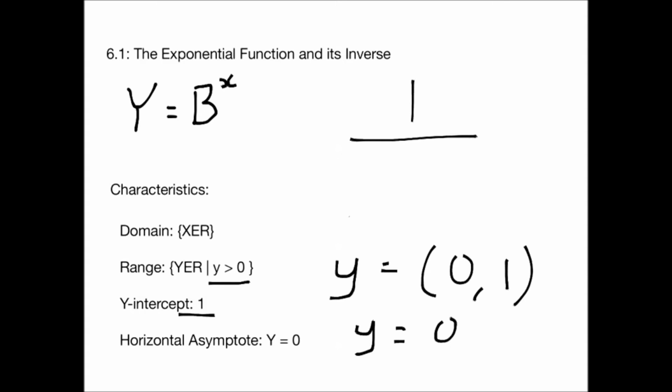So let's say this is the graph. Okay, so here's the graph, and the horizontal asymptote will be on this line.